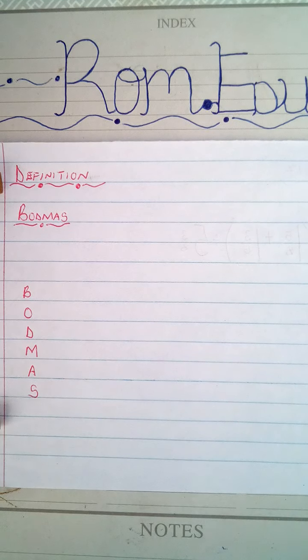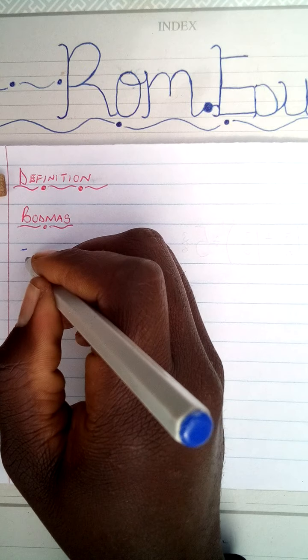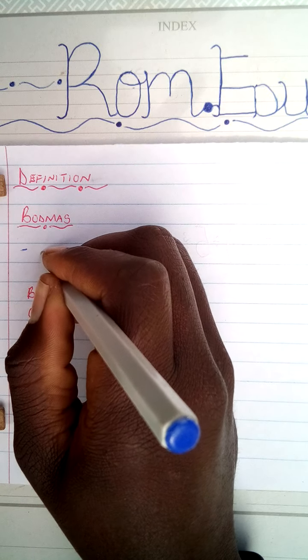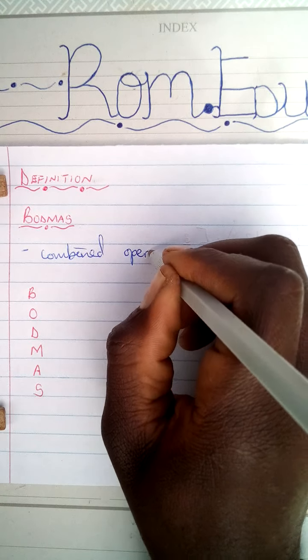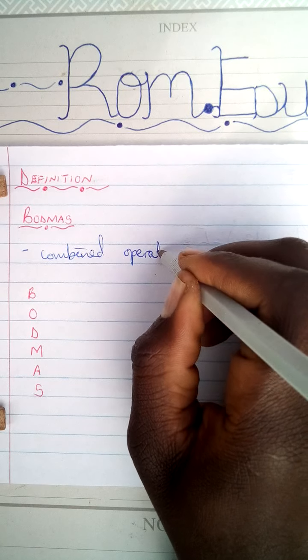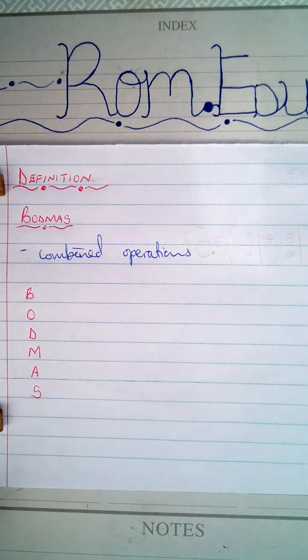So in simple terms, Bodmas is just combined operations. Right. So when you're talking of operations, we're talking of multiplication, the use of brackets, the use of power, subtraction, addition, and division, and more. So when you combine those operations, this is when we make what we call Bodmas.